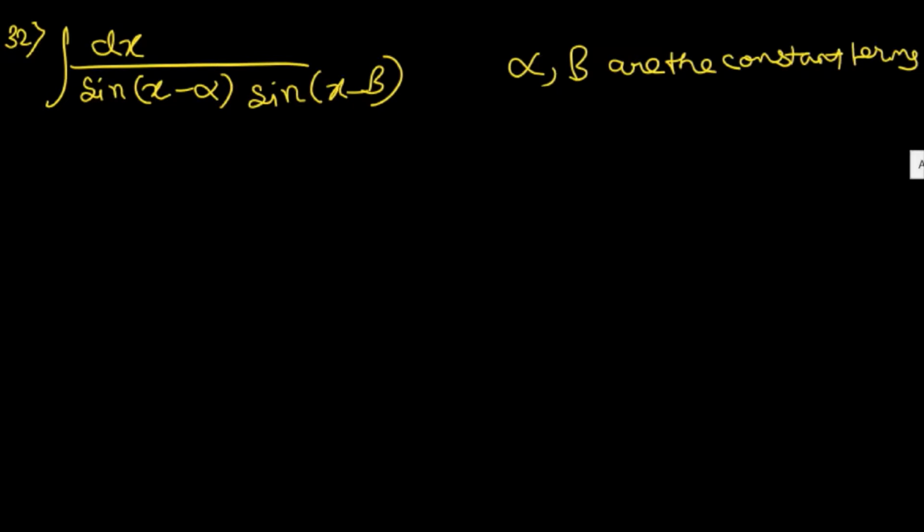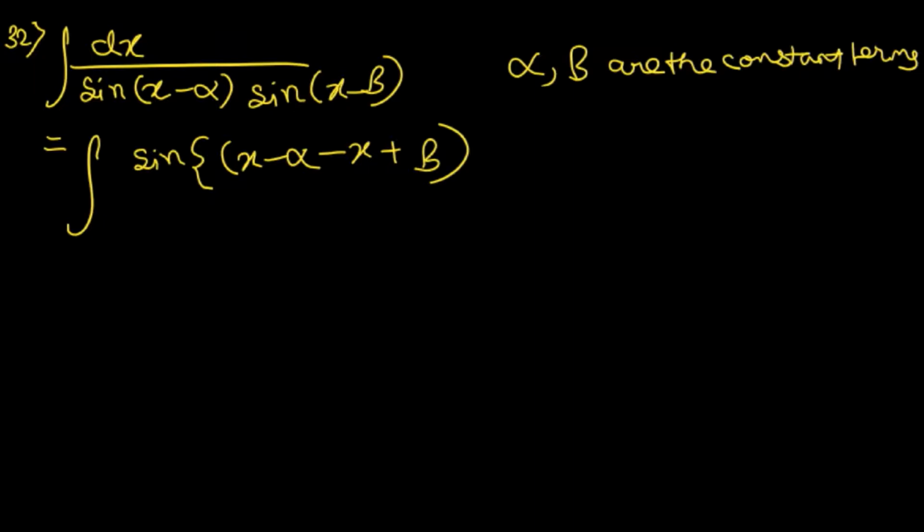So now coming to the part of how to solve it, or the part of the solution, it gives us sine(x − alpha) − (x − beta). Sorry, not integration, it gives sine of (beta − alpha). If we cancel the x terms, it comes to sine(beta − alpha).